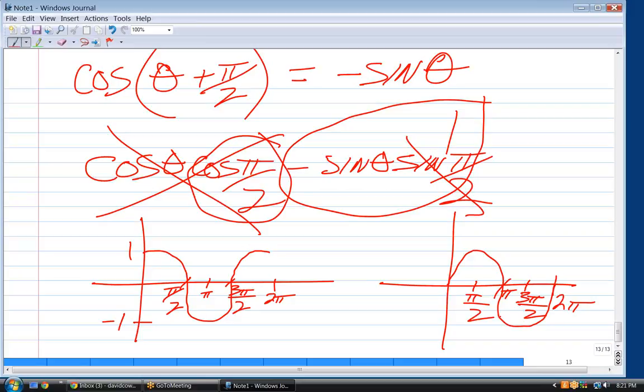So the sine of pi over 2 is 1. The sine of 0 is 0. If you can recreate these two graphs from memory, and I highly recommend being able to do that, everything you see on there, then you'll automatically know all your quadrantal angles for sine and cosine.